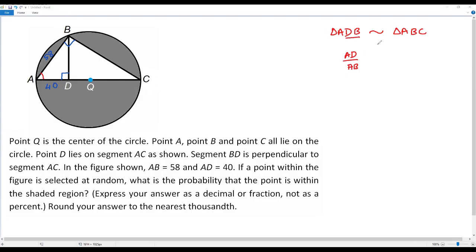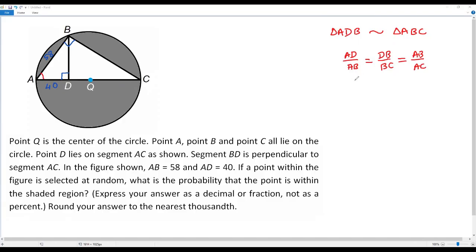Let me consider the second side DB of the smaller right triangle. The corresponding side is BC in the bigger right triangle. Let me take the side AB in the smaller right triangle. The corresponding side is AC in the bigger right triangle. Since these two triangles are similar, the ratios of the corresponding sides must be equal. That is, the corresponding sides are proportional.